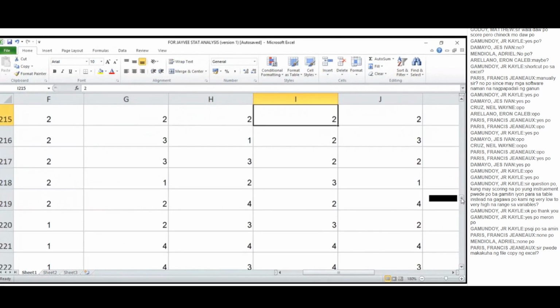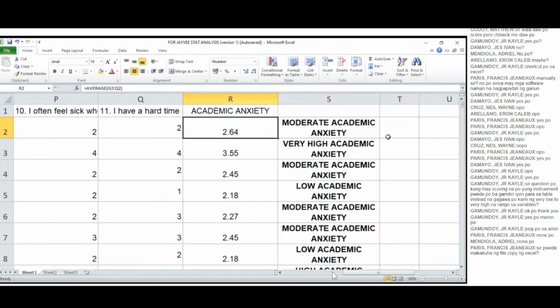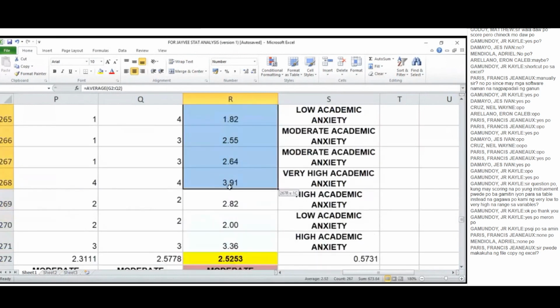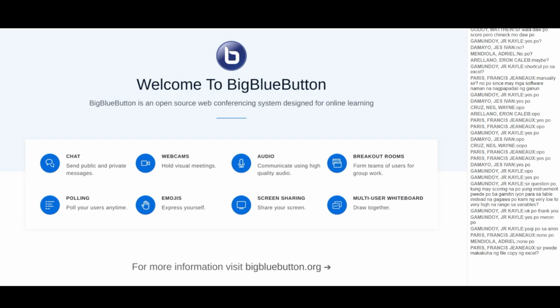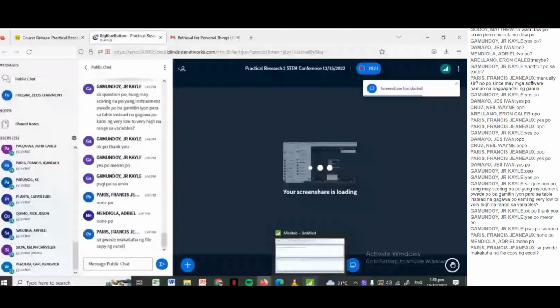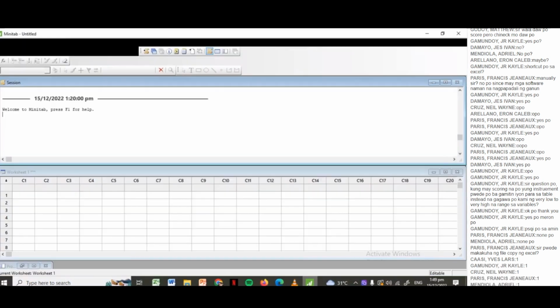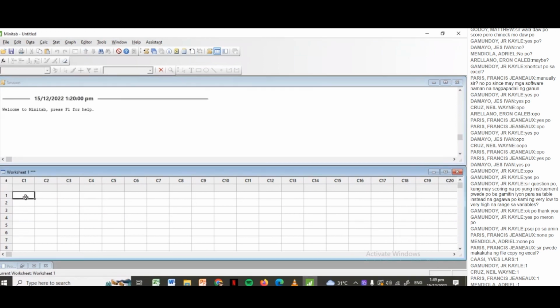Okay. To be able to answer the third research question, we will be using a statistical software called Minitab. So first, the thing that we need to do is to determine the average academic anxiety per respondent. So we will be copying this and pasting this in the Minitab software. Let me just share my entire screen. Please press 1 if you can see my screen now. Okay. So this is now your Minitab software. I already copied the mean academic anxiety per respondent, and I just have to paste it here. And I will be labeling it as academic anxiety.